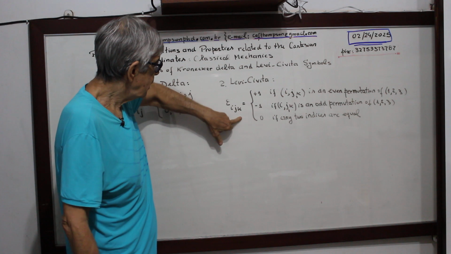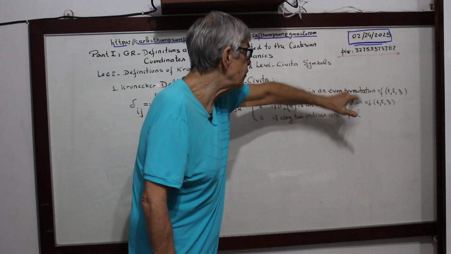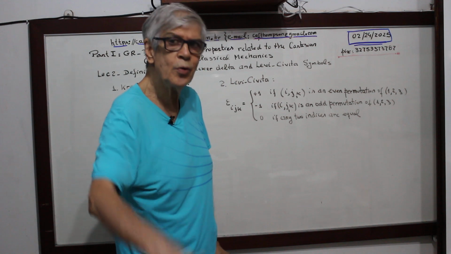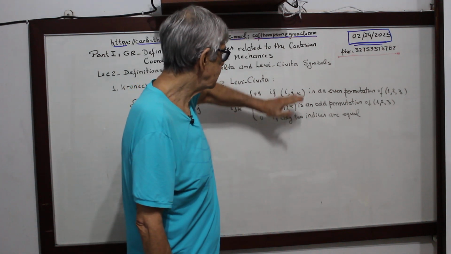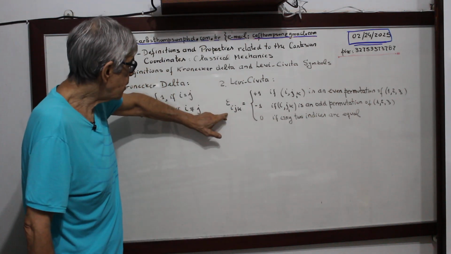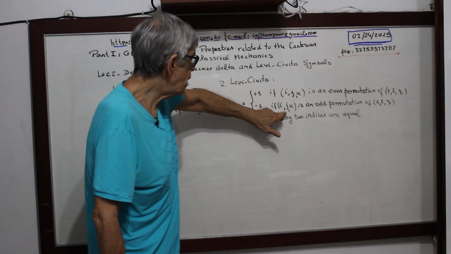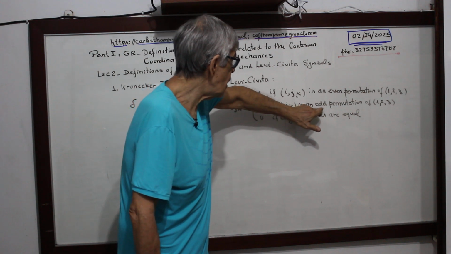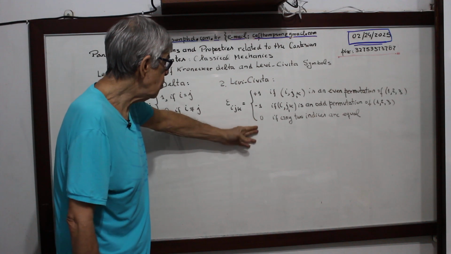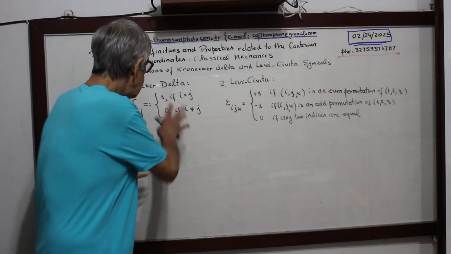This will be plus 1 if ijk is an even permutation of 1, 2, 3. I'll show you clearly how to play with this. Epsilon ijk is equal to minus 1 if ijk is an odd permutation of 1, 2, 3, and 0 if any two indices are equal. I'll give an example here.